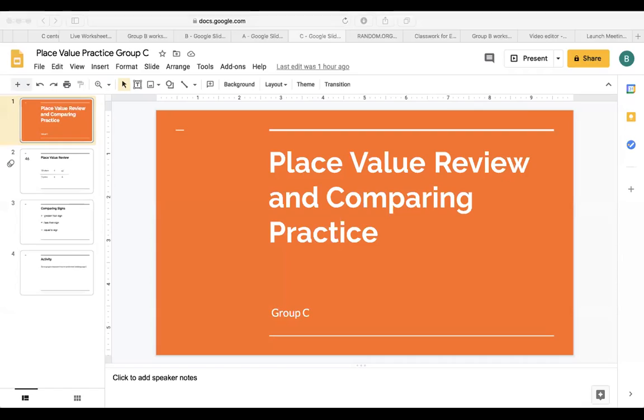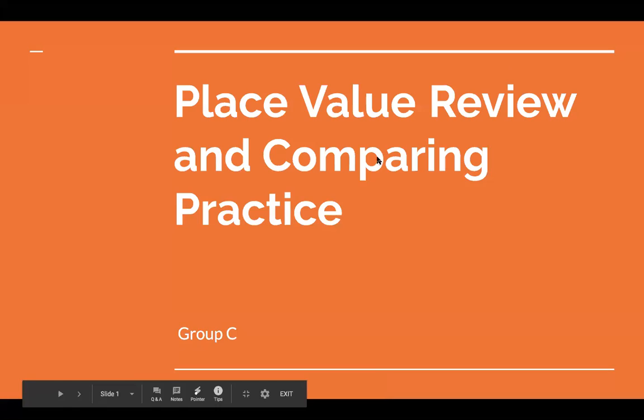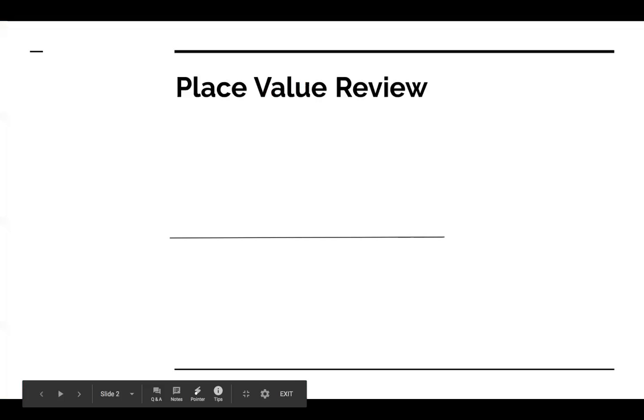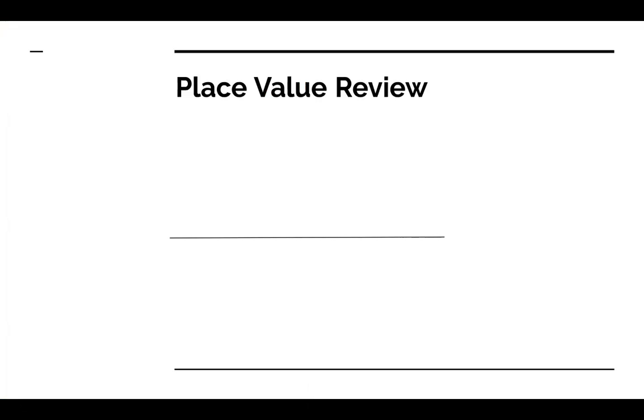All right, today we're going to be doing place value review and comparing practice. So for our place value review, today we're going to be using the tens place and the ones place. So we have the number 46. In our tens place, we have the number 4, which equals 40. And in our ones place, we have the number 6, which equals 6.